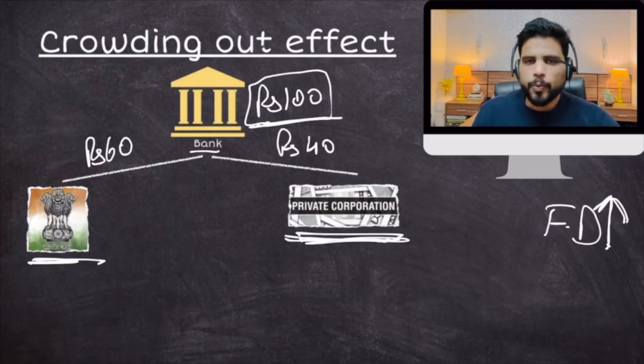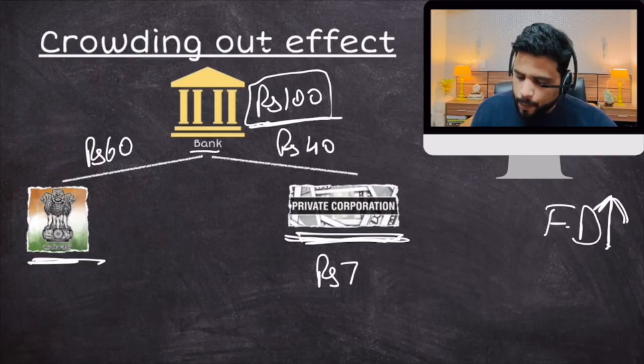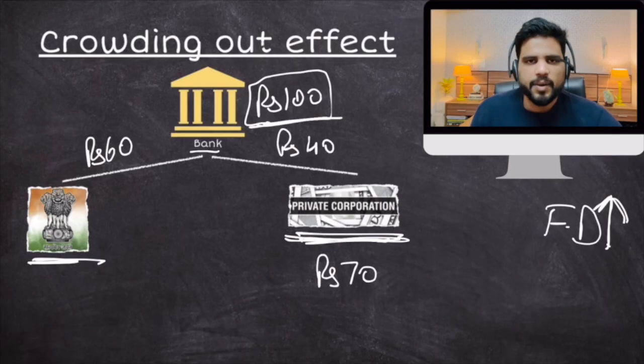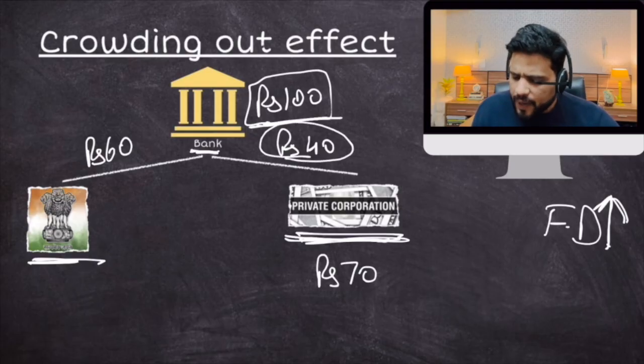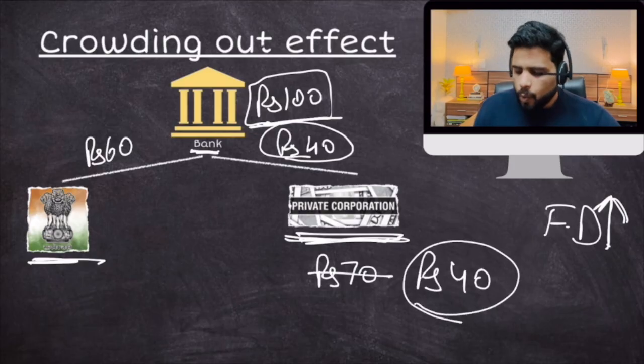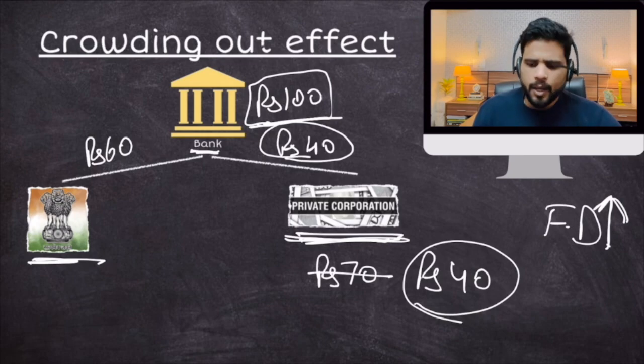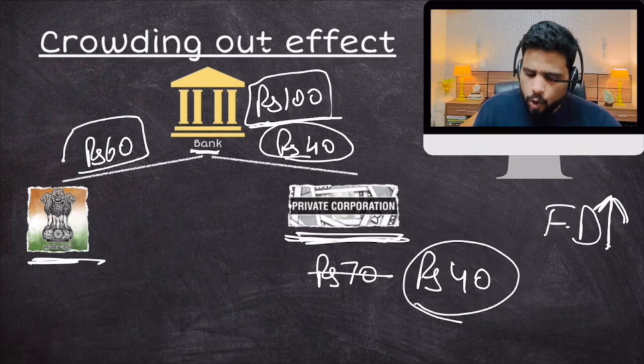Now, these private corporations demanded 70 rupees in loans because they had some investments to make. They wanted to make investments worth rupees 70 and they were demanding 70 rupees. But banks do not have 70 rupees to loan out to them. Banks only have 40 rupees. Therefore, private corporations are forced to make only 40 rupees worth of investment. And why did that happen? This happened because government increased its borrowings.